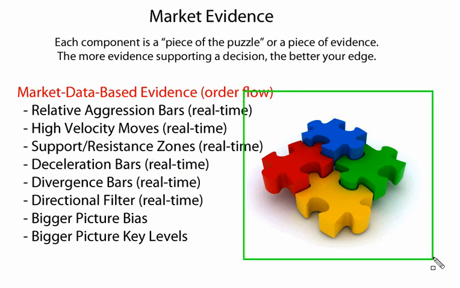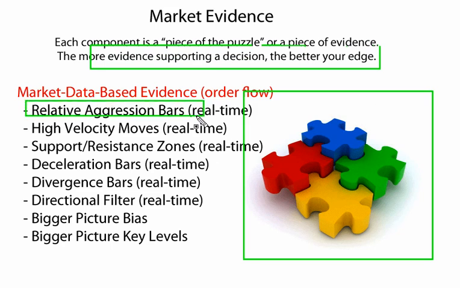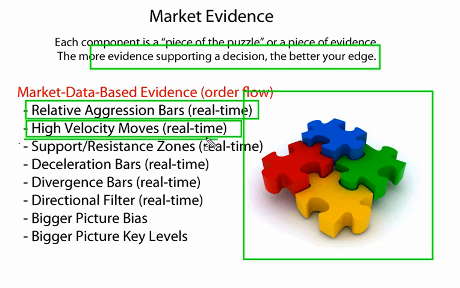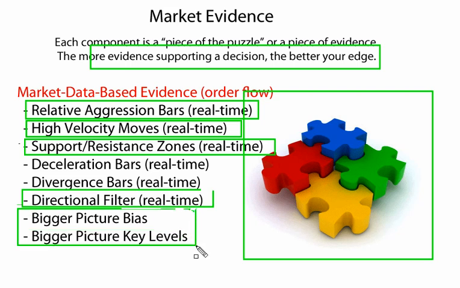So the idea of what we call a confluence trade, a confluence is when a lot of things come together at once. When you have more evidence supporting a decision, your edge is greater. So when you can have good information from the relative aggression bars, good information from the high velocity moves, lining up with the support resistance zone, etc., the filter, the bigger picture bias, which was already pointing up, that we talk about each day in our member center. When you get several of these pieces to come together, you have a pretty high edge trade. It doesn't mean it's going to work out 100% of the time, but you have a very high opportunity, low risk type of setup.